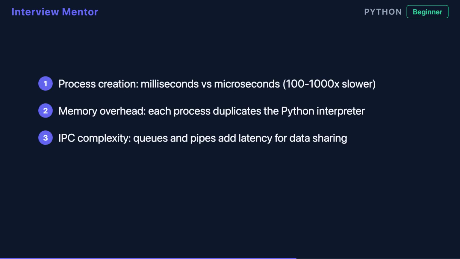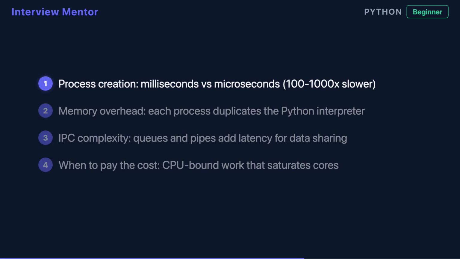Multiprocessing isn't free though. Creating processes has significant overhead compared to threads, taking milliseconds instead of microseconds. Interprocess communication adds latency and complexity. You also use more memory since each process duplicates the interpreter. Choose multiprocessing when the CPU-bound work justifies these costs.